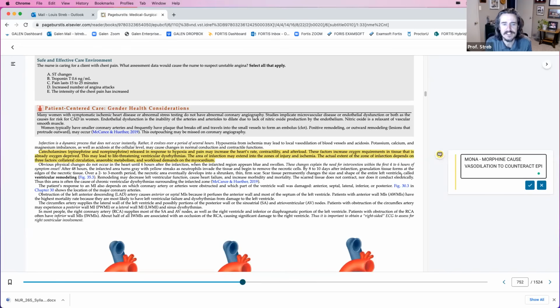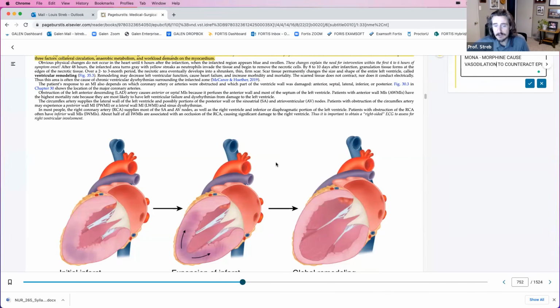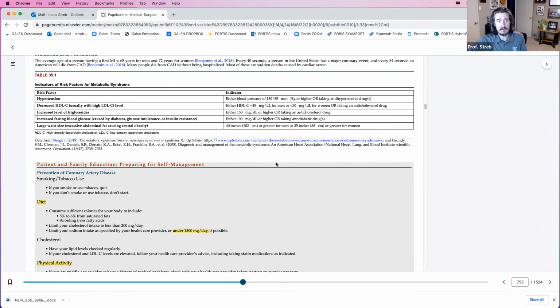Everything we do as nurses has a reason. I decrease the workload of the heart so I can decrease the demand of oxygen and I can decrease tissue death. That's why we do anything. It's not just because we're making stuff up. There's a reason. So that's where you're at with myocardial infarction.